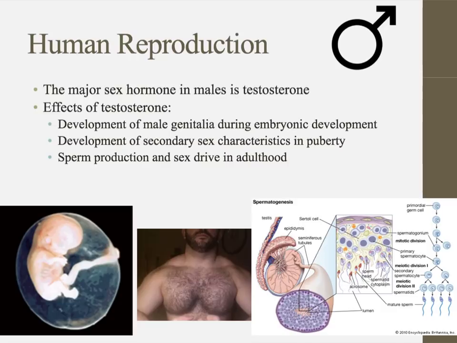And what's interesting about testosterone is that it does different things at different points in a male's lifetime. So during embryonic development, testosterone is going to cause the formation of male genitalia. During puberty, we're going to start to see the development of secondary sex characteristics. We'll get to that more in a little bit. And then in adulthood, it's testosterone that's responsible for sperm production and sex drive. So the same hormone can have different effects during different points in a man's life.